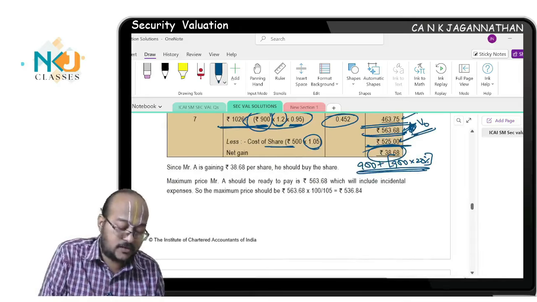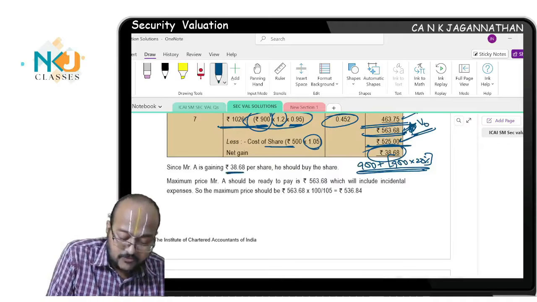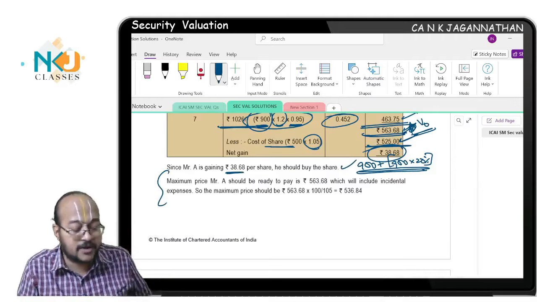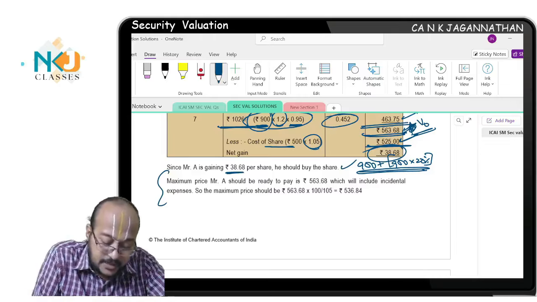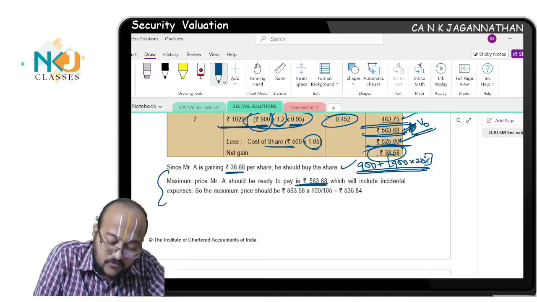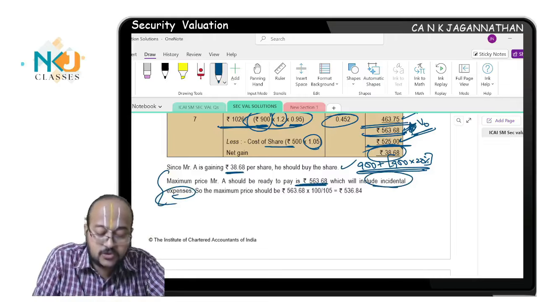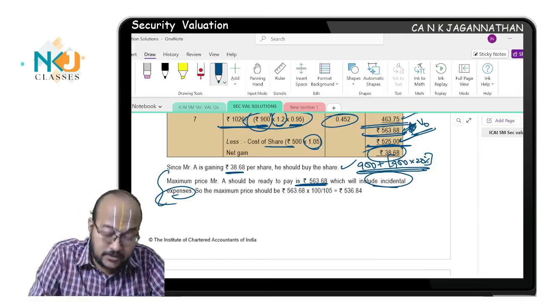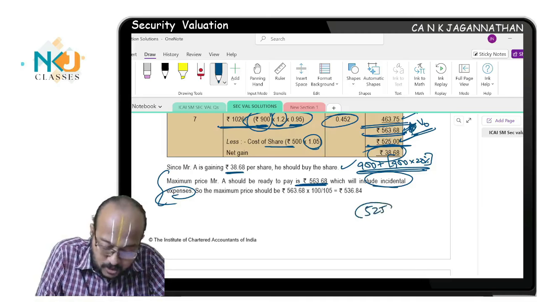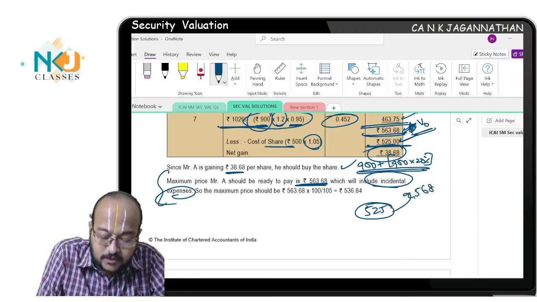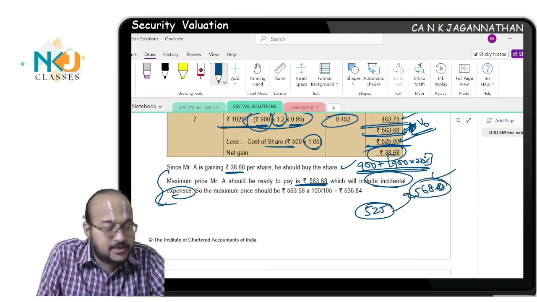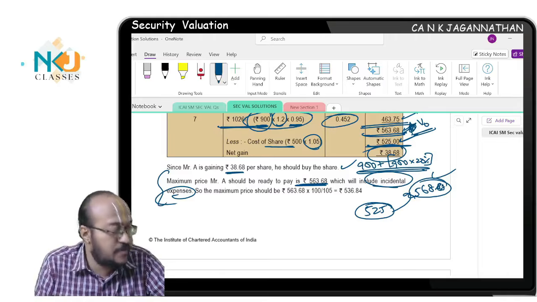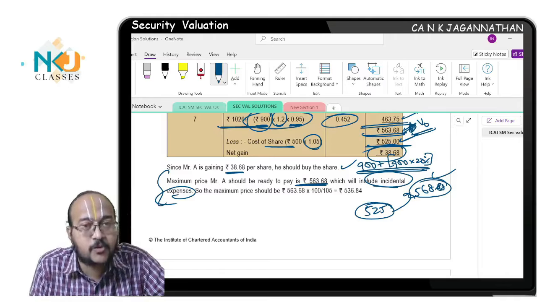What is this? I will tell you. Very simple. Mr. A is gaining 38.68. He should buy the share, but what is the maximum price he should be willing to pay? There is a catch here. The maximum price is 563.68 only, which will include incidental expenses. This 525 rupees, the cost today, can at maximum increase to 563.68. Otherwise I will incur a loss. No point in buying the share. Are you listening? So, inclusive of expenses, the maximum price should be 563.68.